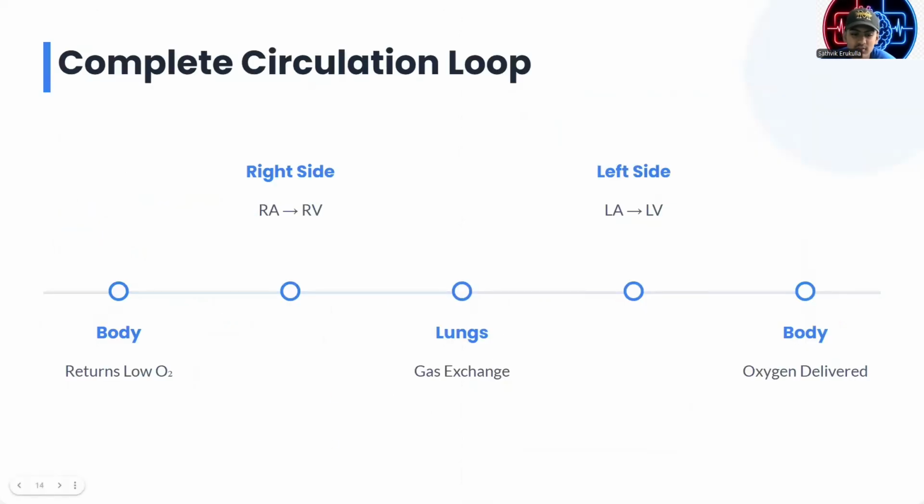So this is a full cycle of blood flow from the body to the heart to the lungs and back to the body again. It starts from the body, it returns low in oxygen, and then it moves from the right atrium to the right ventricle, and then the gas exchange happens in the lungs, and then it moves from the left atrium to the left ventricle, and then it delivers to the body and starts the loop all over again.